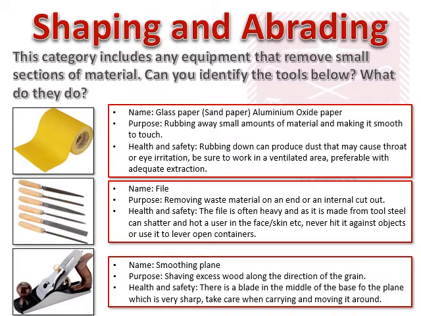Now, smoothing plane here. This is like a razor that shaves off bits of wood along the length of a piece of wood. So it has to be going along the grain, not across it. We'll get into grain when we cover woods. But yeah, health and safety: there's a big blade in the middle, so you need to be careful when you carry it around because it's sharp.